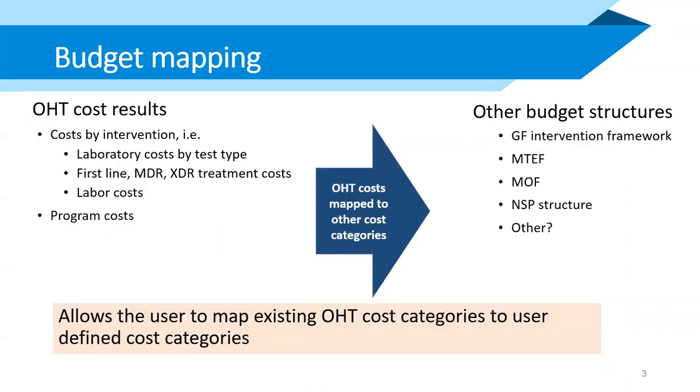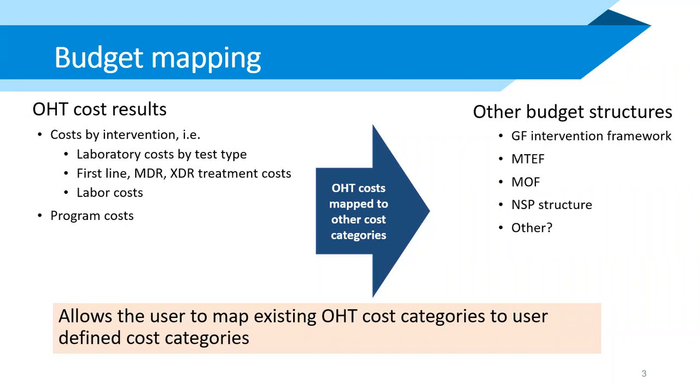The first item is a focus on budget mapping. As you've seen in the previous two sessions, the OneHealth tool produces a number of different cost results. These are all categorized according to a global framework. You can produce cost by intervention, including the cost for different diagnosis options, all your different treatment components, labor costs, inpatient days, outpatient visits, etc., as well as above service delivery or program costs. However, these are according to the cost categories that have been defined in the OneHealth tool.